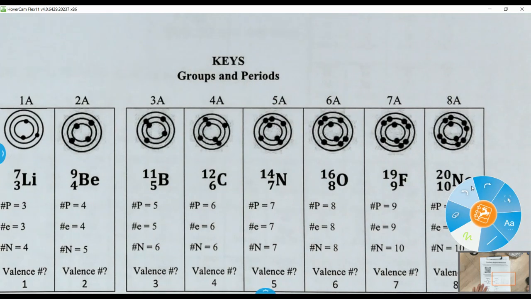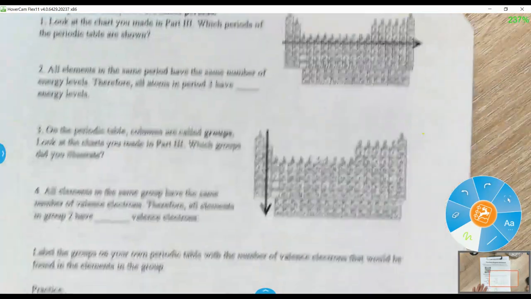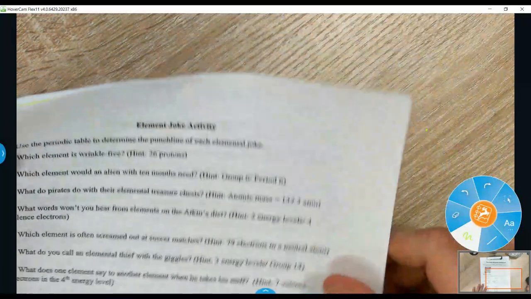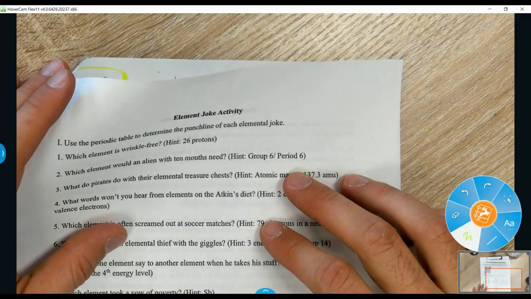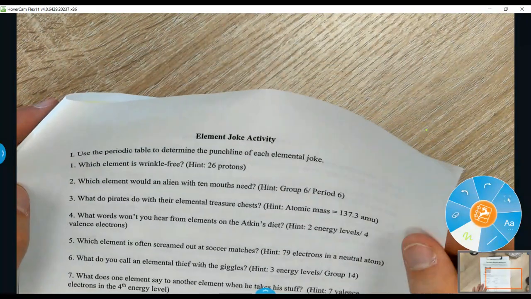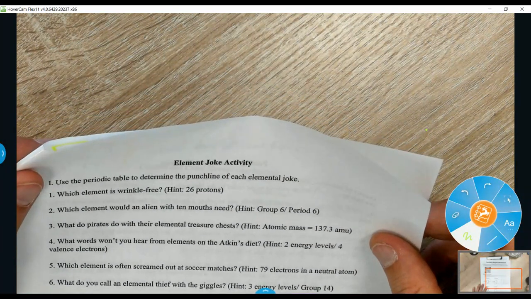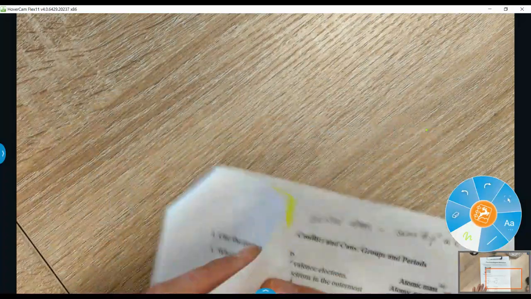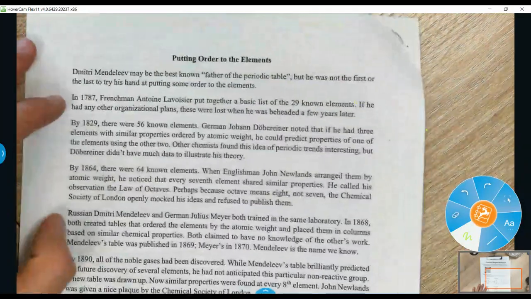So now you are going to go through and answer those questions, 1 through 8. Then you can work on these together. Little element joke activity. Use the periodic table to determine the punchline of each elemental joke.